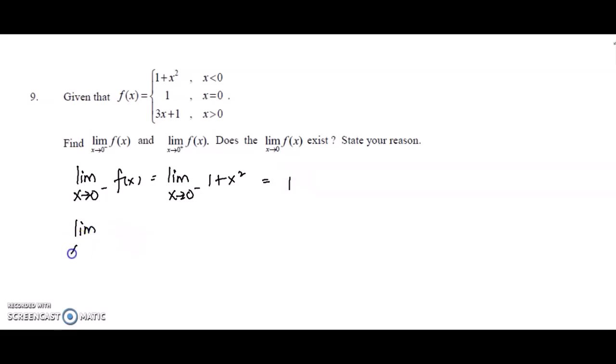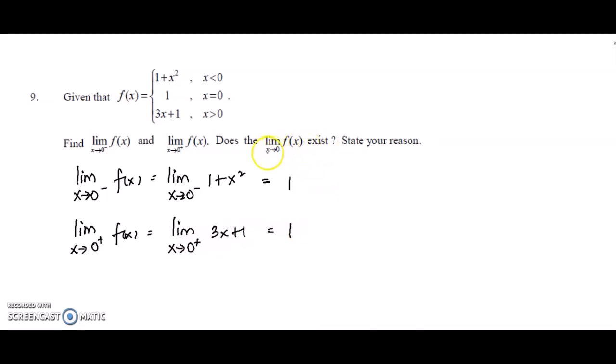Then you get the right-hand limit when x approaches 0 from the right. So pick the function which corresponds to x approaching 0 from the right. That is your 0 positive, which means a little bit greater than 0. You just put in the function 3x plus 1, and substituting 0 again, you get 1.